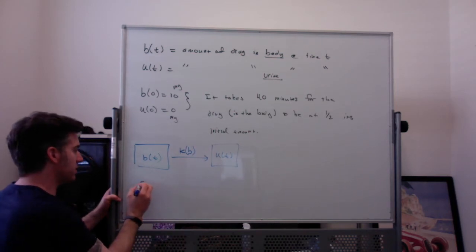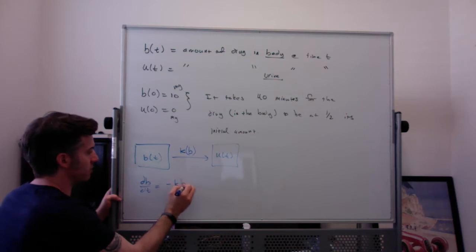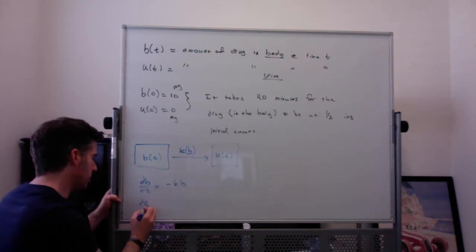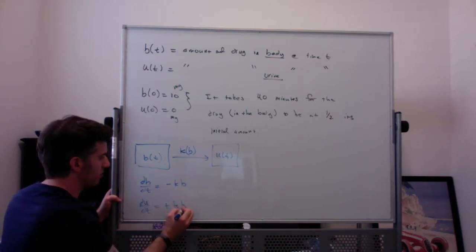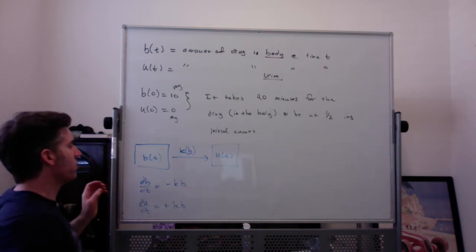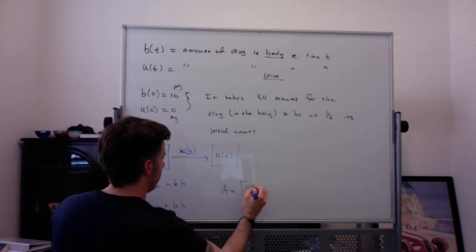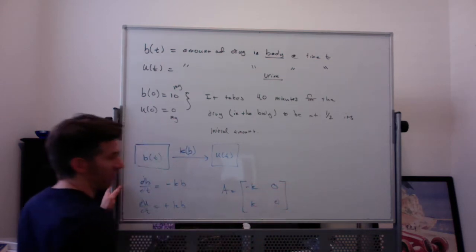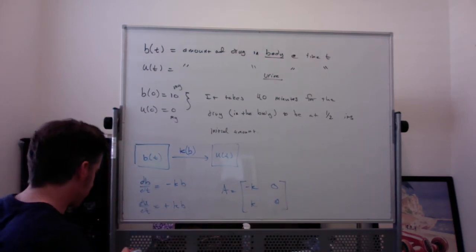So I know that dB dt is going to equal negative K times B, right? Because it's going out of the body. And dU dt is going to equal positive K times B. And so whatever our K value is, which we'll find on the other side here, we know that our matrix A is going to look like negative K, 0, K, 0. And so our eigenvalues are just going to be negative K and 0 for this particular example.